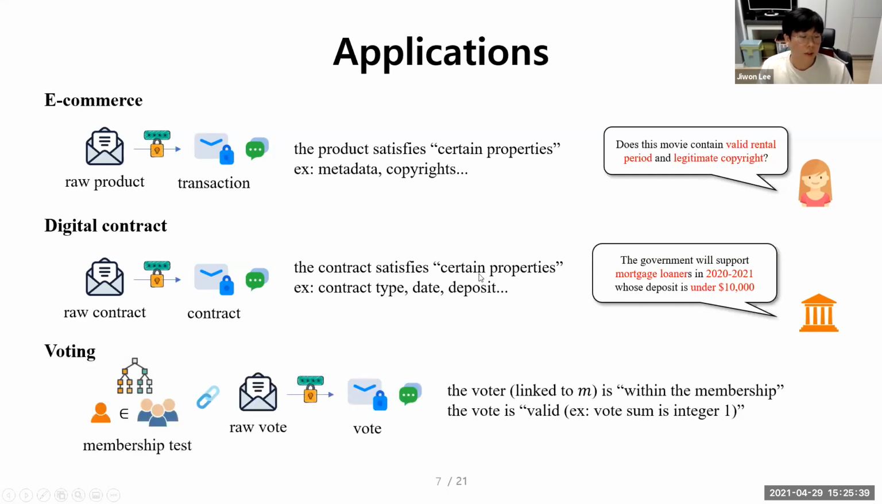And another interesting example is a voting system. Let's imagine that you are encrypting the votes to the verifier, which is public, or the administrator of the voting.